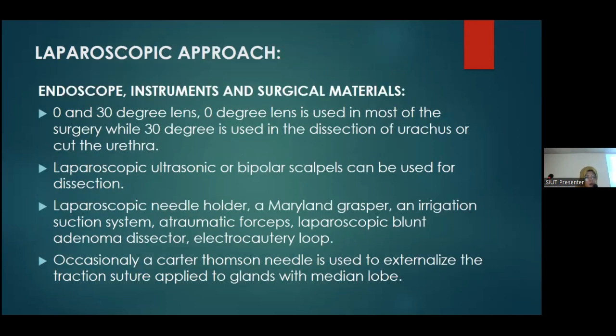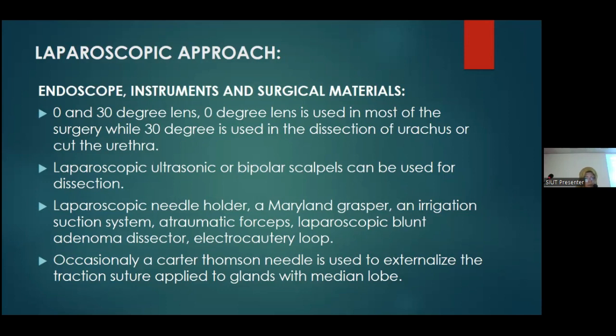For the laparoscopic approach, first of all, we are going to discuss the instruments, endoscope, and surgical materials used for laparoscopic surgery. 0 and 30-degree lenses are used. The 0-degree lens is used most of the time, and the 30-degree lens is used at the time of dissection of the ureters or at the time of cutting the urethra. Laparoscopic ultrasonic or bipolar scalpels can be used for dissection.